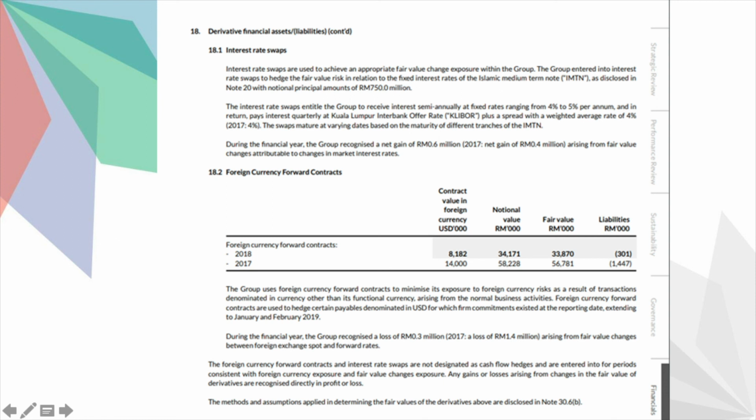So this means when we use the forward contract, it can reduce the risk. That's the benefit of the hedge accounting. So next.